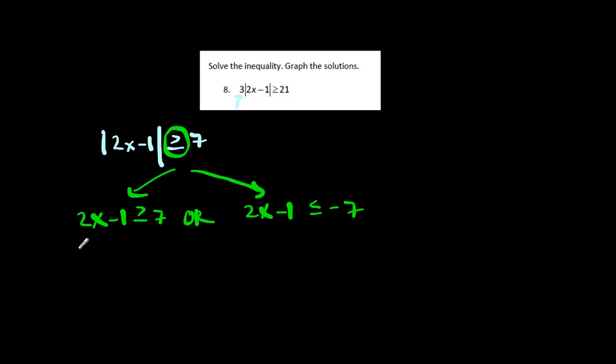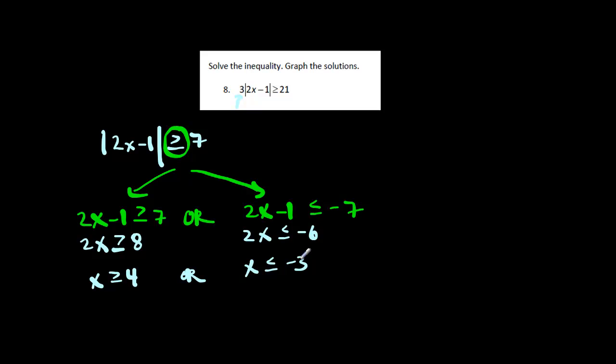Now let's solve both of these. 2x, add 1 to both sides. X is greater than or equal to 4. Or add 1 to both sides. Divide by 2. So x is greater than or equal to 4, or x is less than or equal to -3.